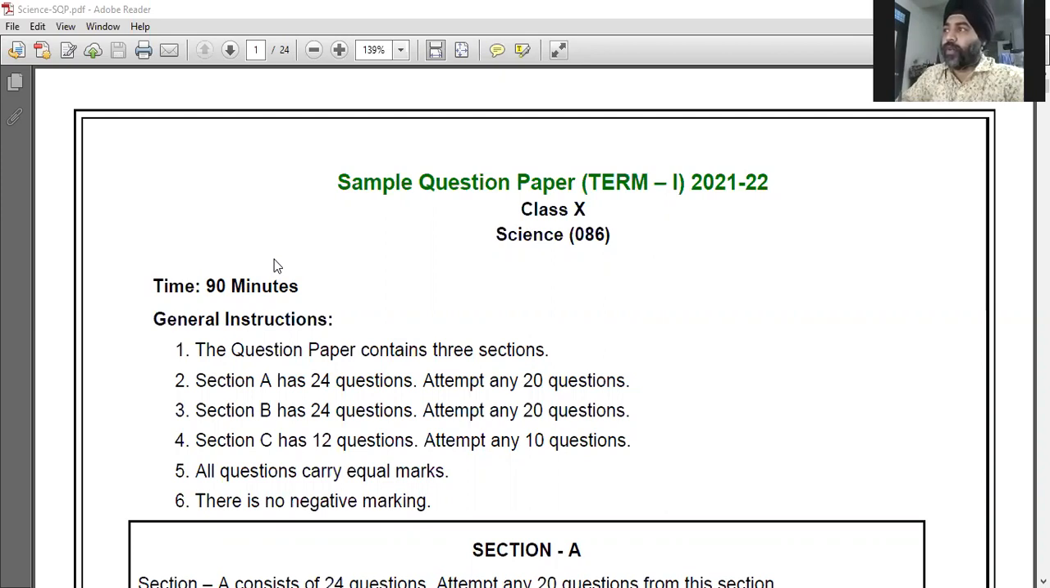Now, when we talk about this sample paper, let me tell you the main points of it. In this sample paper, there are 3 sections. Section A has 24 questions and you have to attempt only 20 questions in that. Section B has 24 questions, you have to attempt any 20 questions. And section C has 12 questions, you have to attempt any 10 questions. So take care of this point that you attempt only the required number of questions.